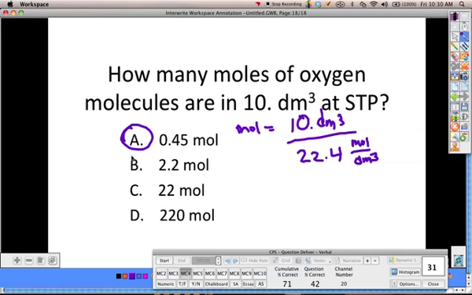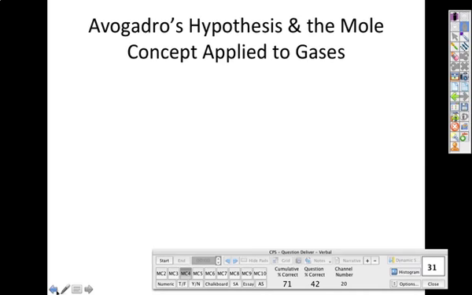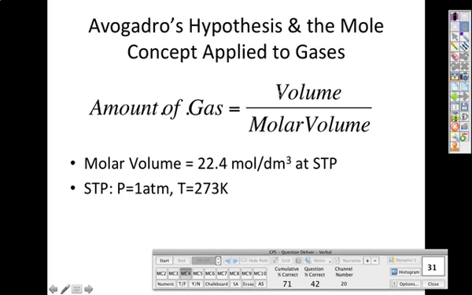I'm confused. How did you get that equation? From the last slide. Yep. So the volume that it gives me in my problem is always divided by 22.4.